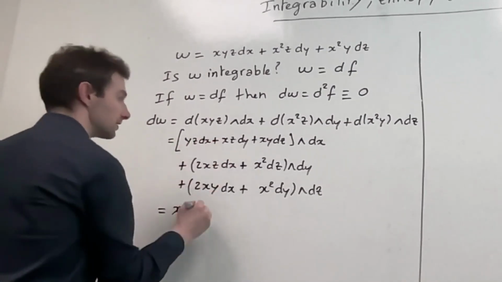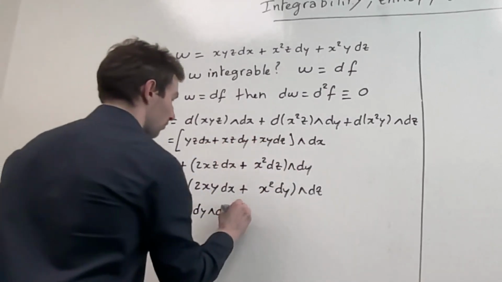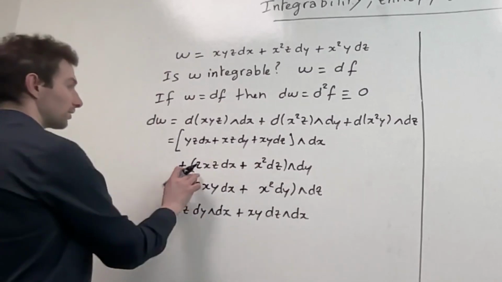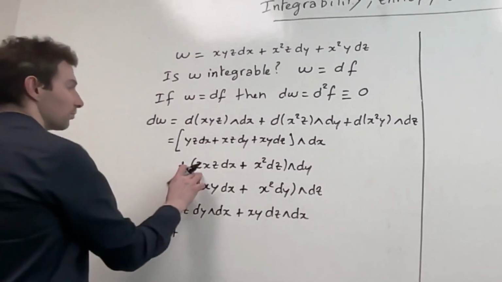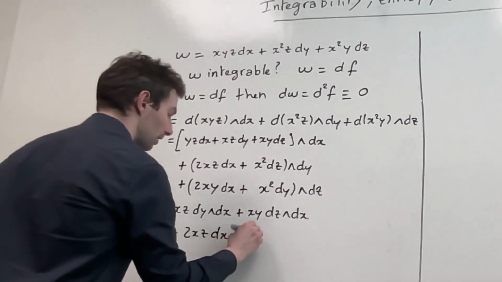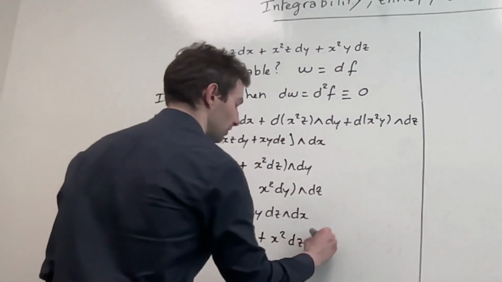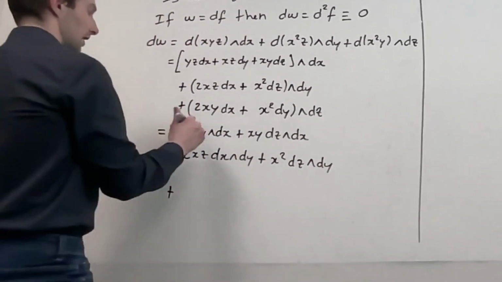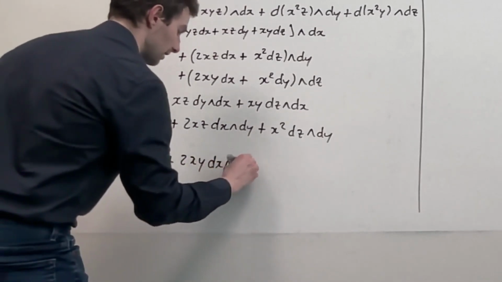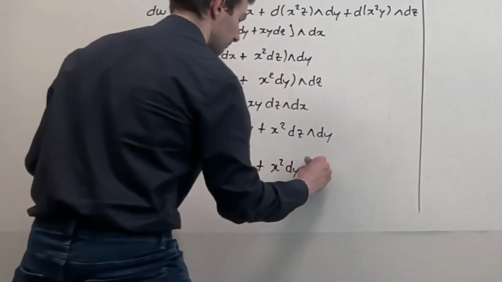In the end what I'm getting is xz dy wedge dx, plus xy dz wedge dx. Then plus 2xz dx wedge dy, and then plus x squared dz wedge dy, and then plus 2xy dx wedge dz, and then plus x squared dy wedge dz.